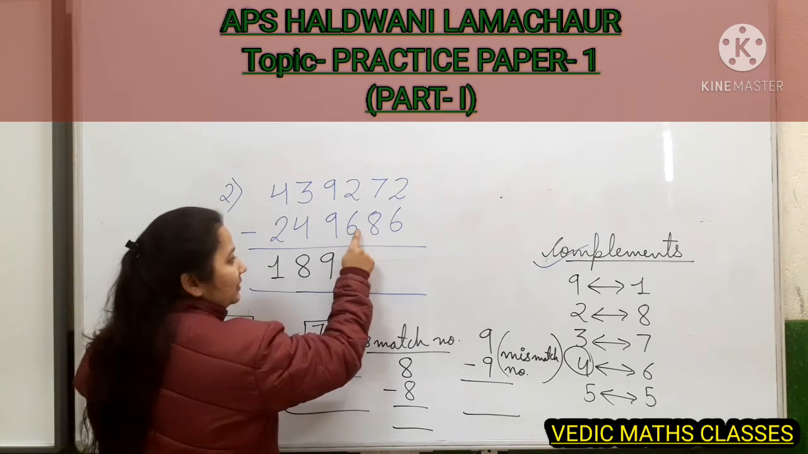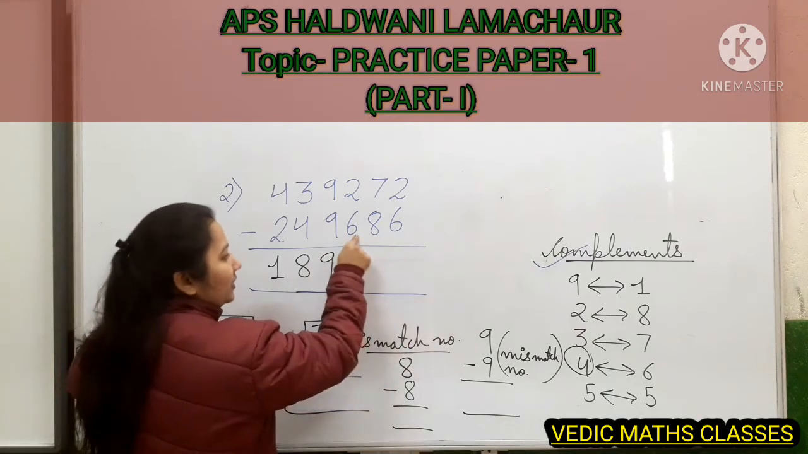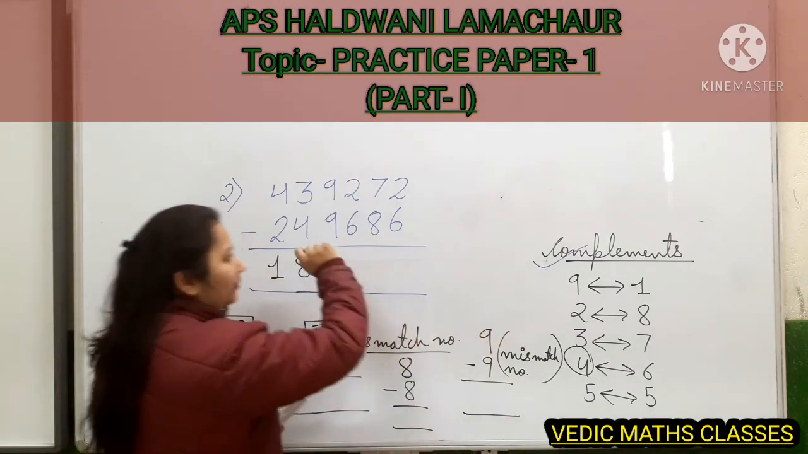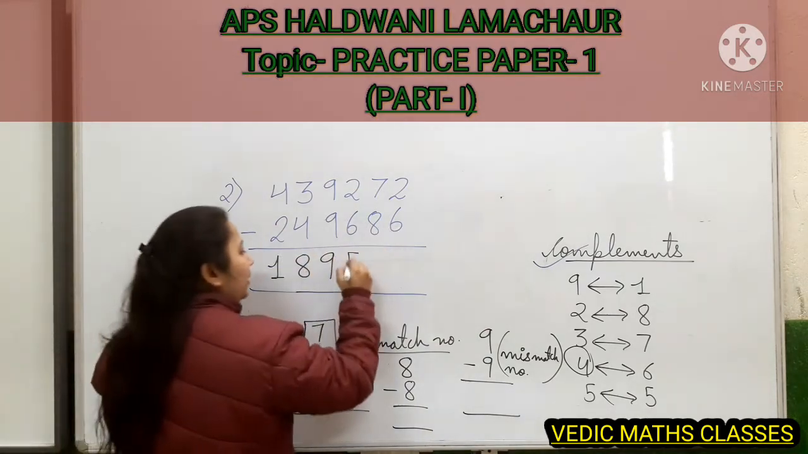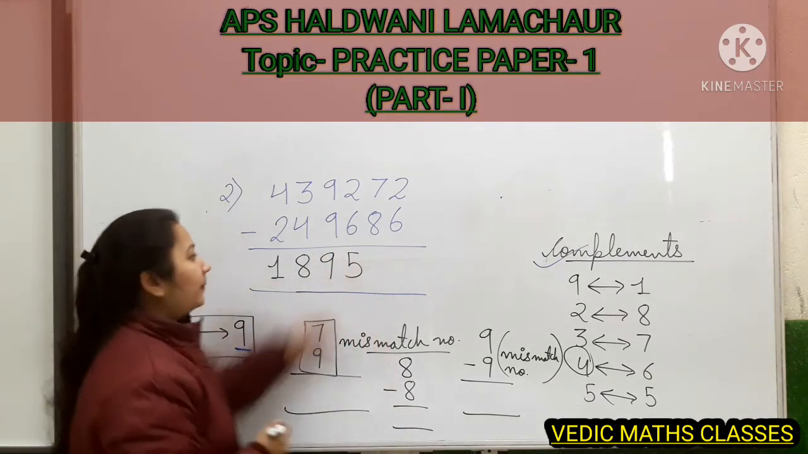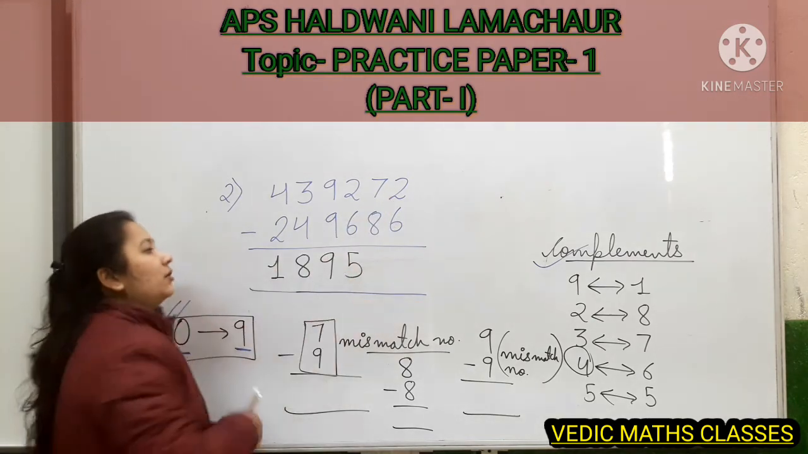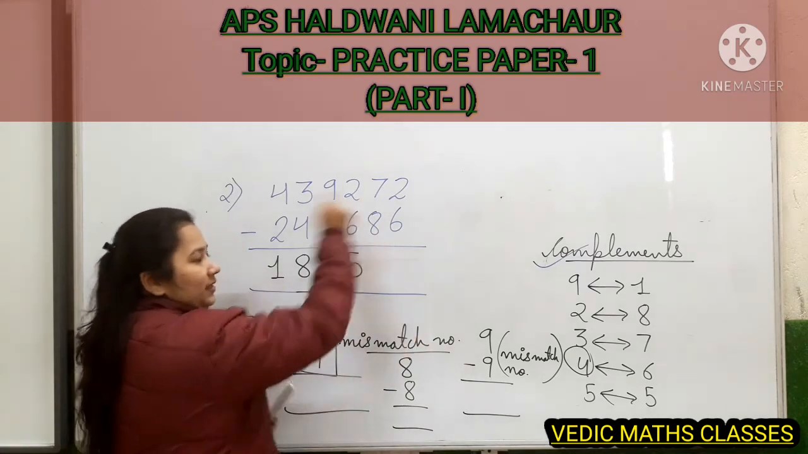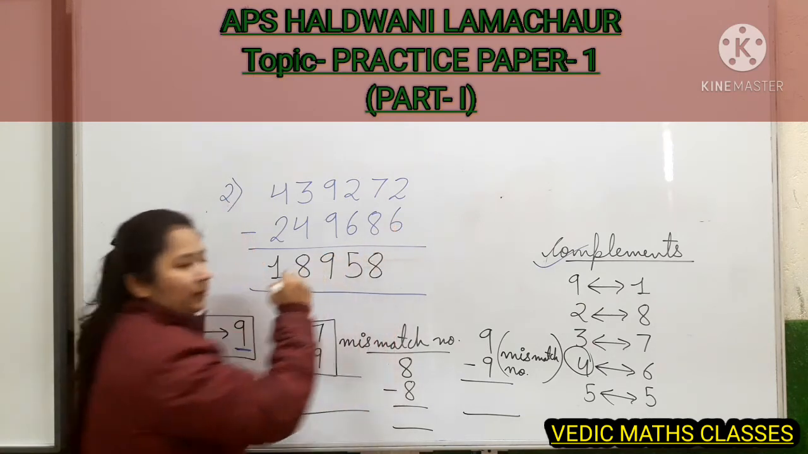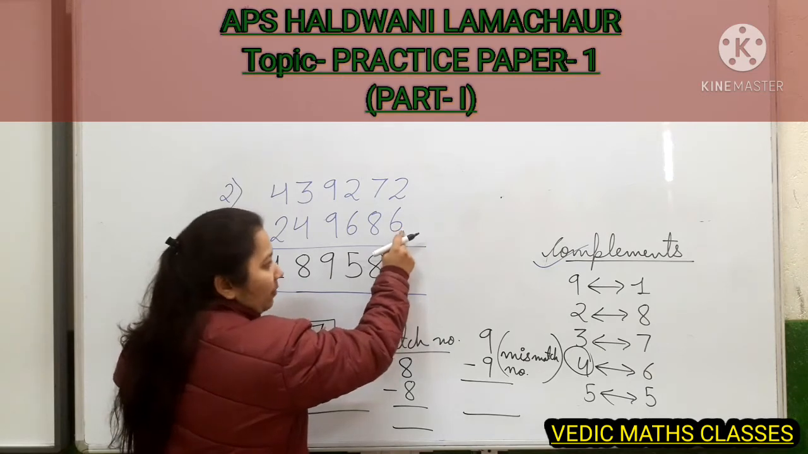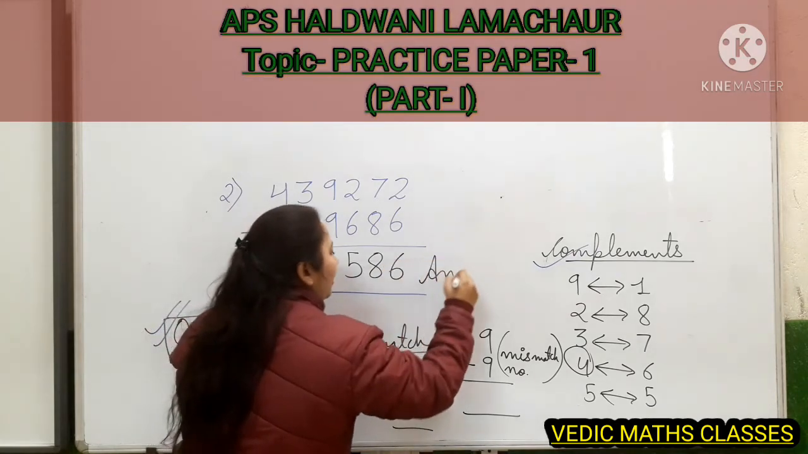Now next, see 6 and 2, or you can say 2 and 6, they are also mismatched numbers. Take the help of complements. Now what is the complement of 6? 4. 4 plus 2? 6. Now 6 and next is a mismatched number, so 6 will become 5. Same way, 8. Now 8 and 7, 7 and 8, they are also mismatched numbers. Now what is the complement of 8? 2 plus 7, 9. 9 mismatched number, 9 will become 8. Now the last. What is the complement of 6? 4. Now 4 plus 2, 6. And this is your answer.